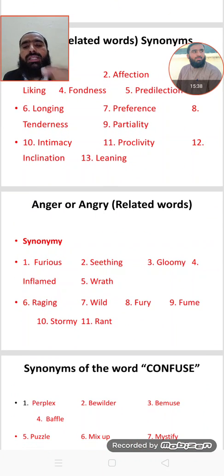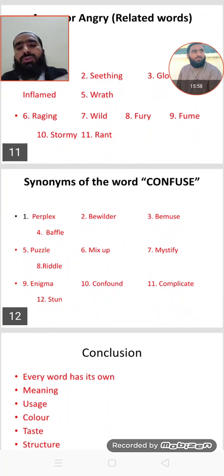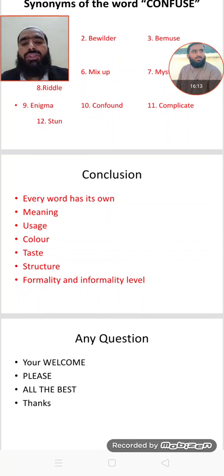Another word is there. It's your homework: anger and angry, like furious. We have these synonyms for the word furious, but your work is to find out which synonym is literary, which is informal, which is formal, and which is official. You should search. And the third word: confuse, perplex, bewilder, bemuse, baffle, puzzle. These are all synonyms, but some of them are literary, some of them are official.